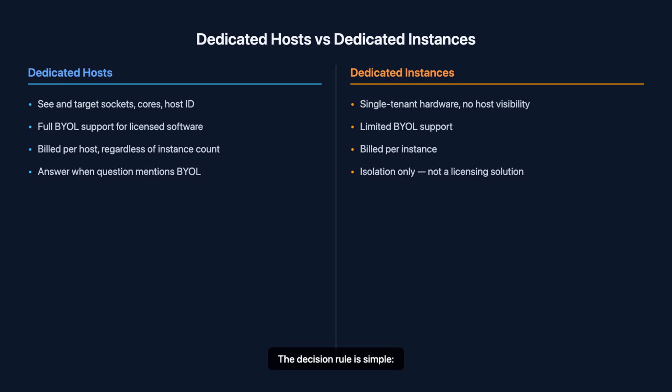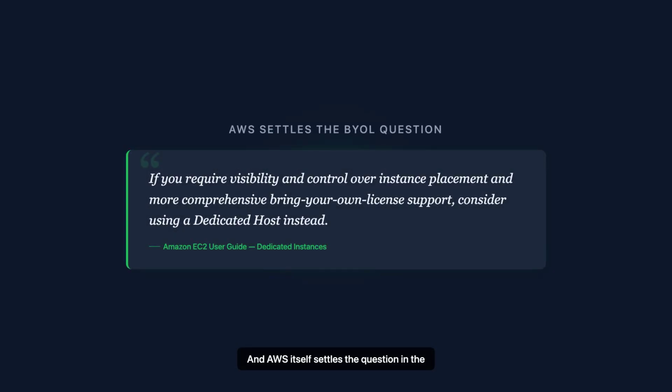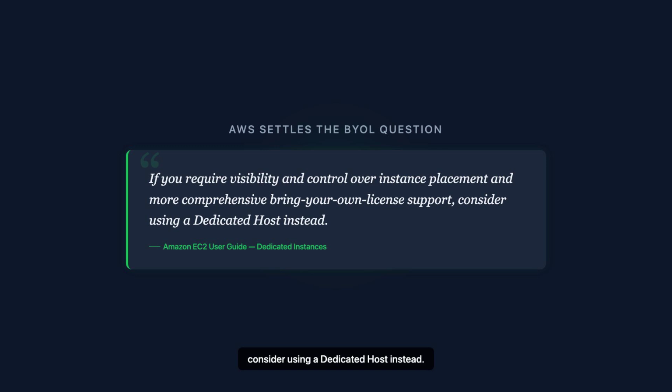The decision rule is simple. Dedicated Instances give isolation. Dedicated Hosts give isolation plus the hardware visibility your licensing terms require. That distinction matters on scenario questions that mention bring your own license. And Amazon Web Services itself settles the question in the EC2 user guide. If you require visibility and control over instance placement and more comprehensive bring your own license support, consider using a Dedicated Host instead. Amazon Web Services is telling you in their own documentation, bring your own license means Dedicated Hosts. Remember that wording.